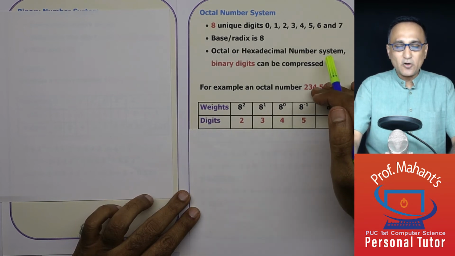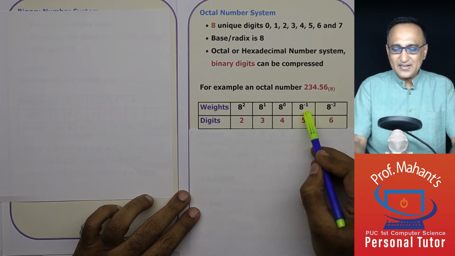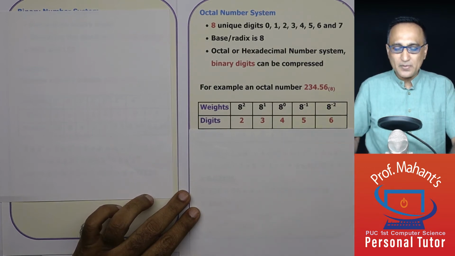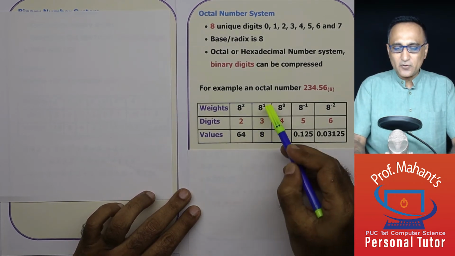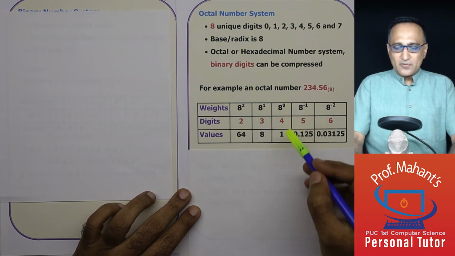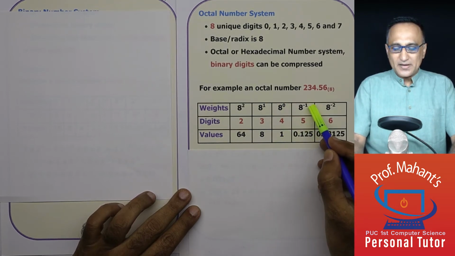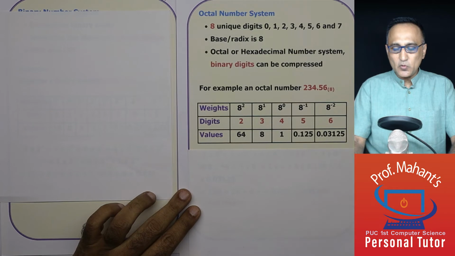So this number in the octal system is going to be converted to a decimal number. 5 is 8 raised to minus 1, 6 is 8 raised to minus 2. Now if you see the values for this weight, 8 squared is 64, 8 raised to 1 is 8, 8 raised to the power of 0 is 1, 8 raised to minus 1 is 1 upon 8 is 0.125. 1 upon 64 is 0.03125.